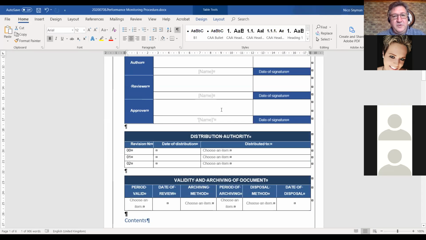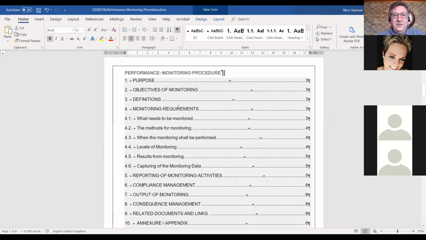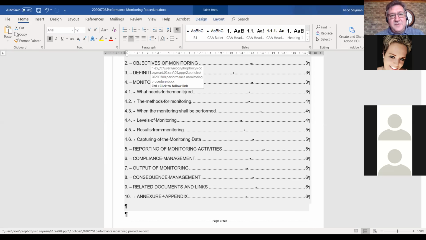We've got our document approvals, document distribution, everything else, and then we are coming here to say what are the objectives of monitoring, the definitions, monitoring requirements, what needs to be monitored, because this is stipulated in the standard. What do you want to monitor? And this is based on what your objectives are. If your objectives are clearly defined, it's very simple to say, let's say I'm running a guest house. My objective is, I want to measure the marketing effort.